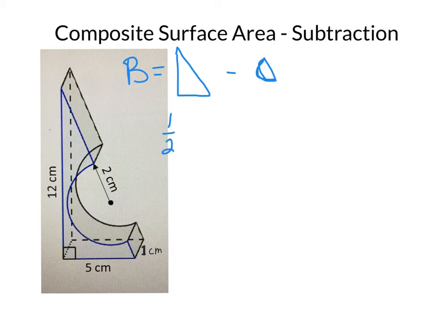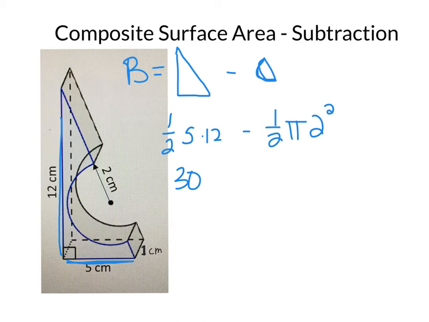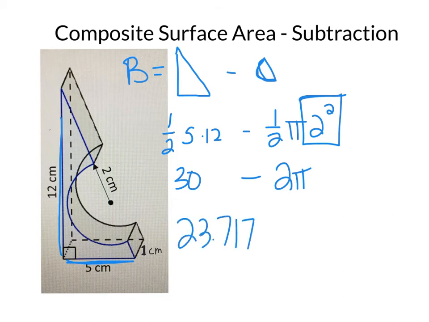So the triangle area, 1/2 of base times height, right? This is the base of your triangle. This is the height of your triangle. That's 30 minus 1/2 of pi r squared. So this is 4 pi, and half of 4 pi is 2 pi. Into your calculator, 30 minus 2 pi is 23.717. Okay, this is the base area for your formula.